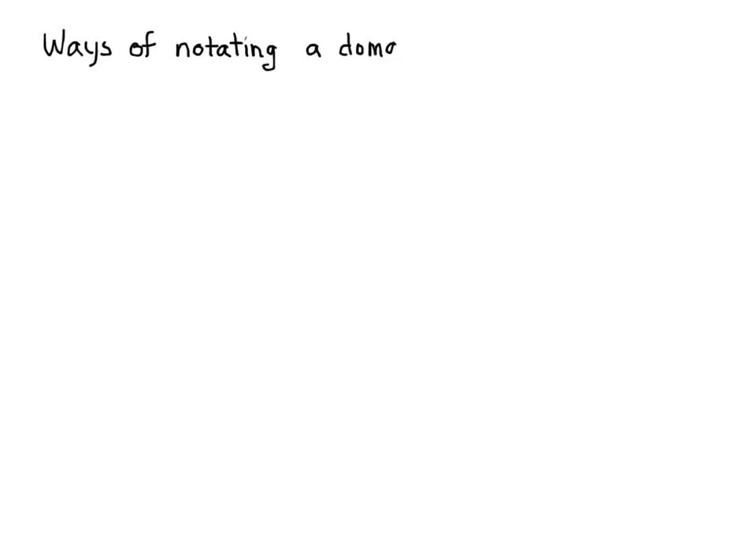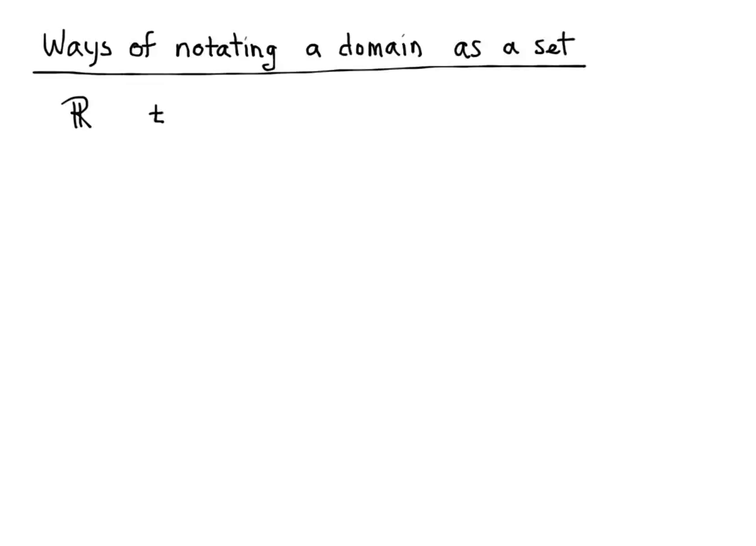Okay, so let's look at ways of notating a domain again as a set now. I already said that funny looking R, the R with the double back in there, that's the set of real numbers. You might see that in a textbook when you see that R. It looks like it should be in bold, but it's not. It's like a double stroke on the back, and sometimes a little double stroke on some other parts of it. But very clearly that's the set of real numbers.